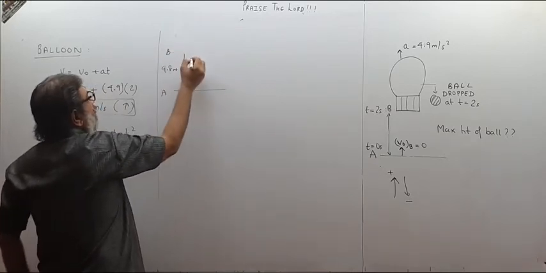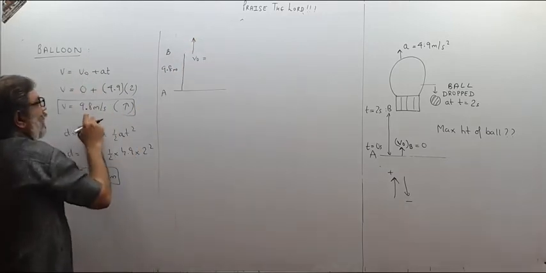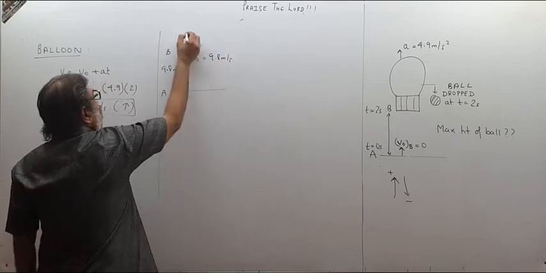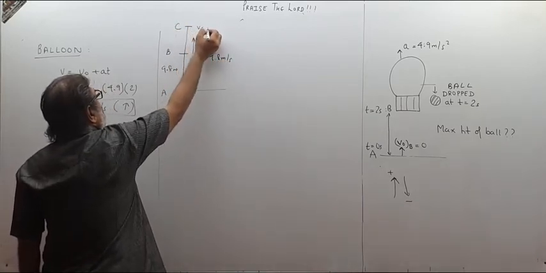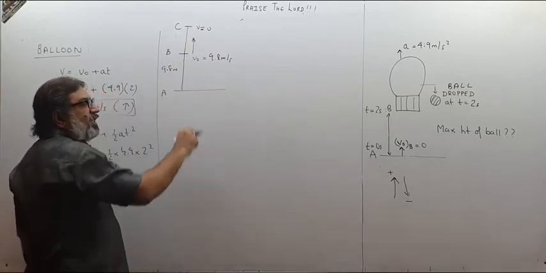This is the point B, and somebody has thrown up the stone with initial velocity how much? See, 9.8 meter per second. We think like this. And slowly it will go up to here, and then here the velocity will become 0. So we want to see how much height it will climb.